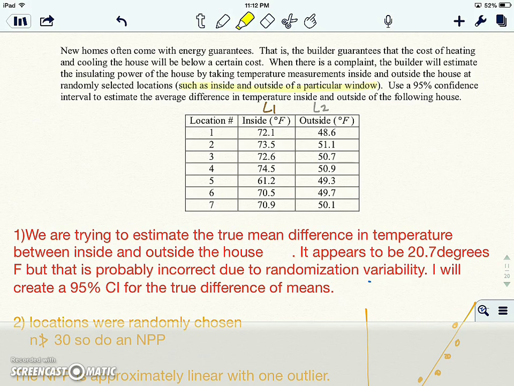Use a 95% confidence interval to estimate the average difference in temperature inside and outside the following home. So location 1, location 2, etc. So we're going to go ahead and use our 4 steps and look at it.